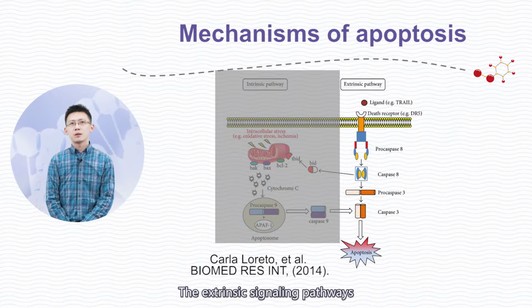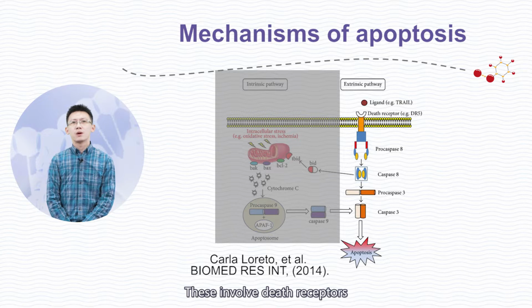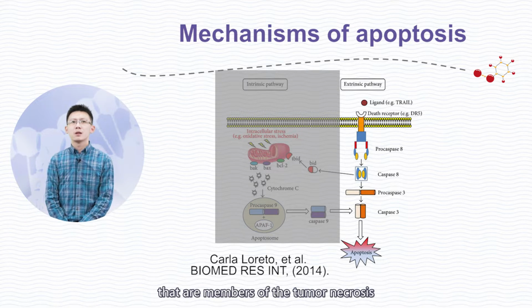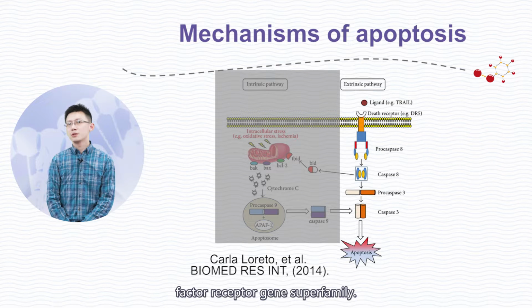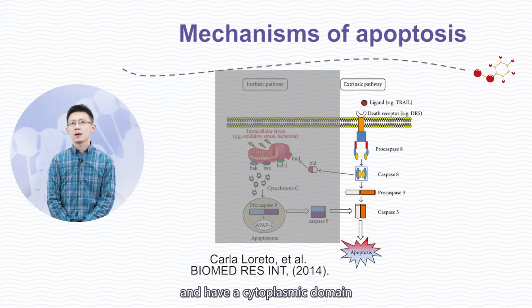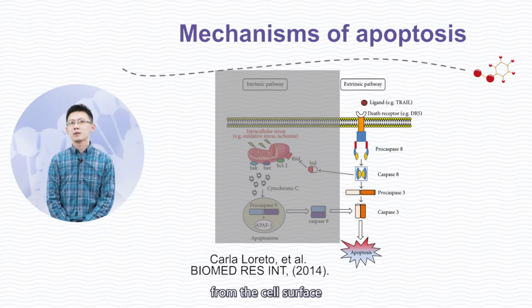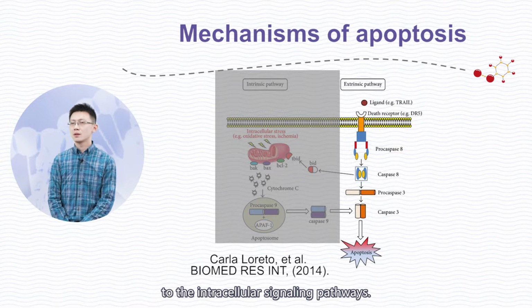The extrinsic signaling pathways that initiate apoptosis involve transmembrane receptor-mediated interactions. These involve death receptors that are members of the tumor necrosis factor receptor gene superfamily. Members of the TNF receptor family share similar cysteine-rich extracellular domains and have a cytoplasmic domain of about 80 amino acids called the death domain. This death domain plays a critical role in transmitting the death signal from the cell surface to the intracellular signaling pathways.